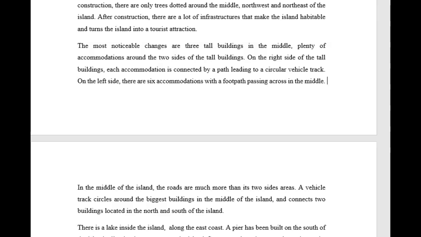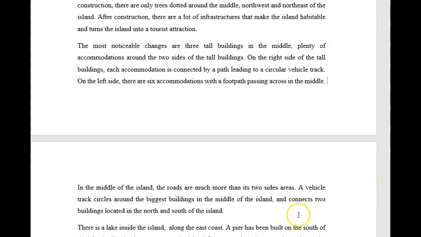I can't really say that this description was particularly clear. What does that mean? The roads are much more than its two-side areas. I think I know what you're trying to say, but that was a little bit awkward. So maybe something different, like in the middle of the island, there are more roadways to facilitate transportation.